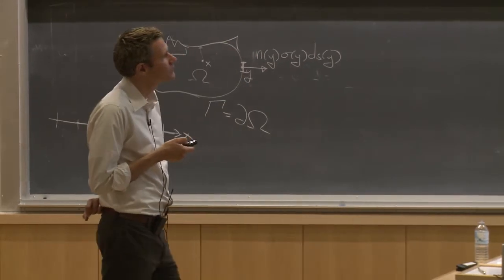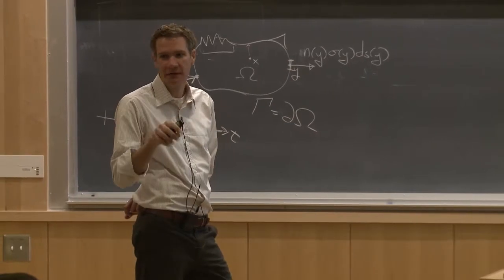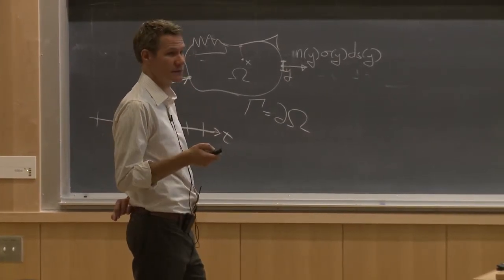Okay, so now suppose that K has some sort of singularity. Initially assume that it's a weak singularity so that we can just integrate through it in principle.